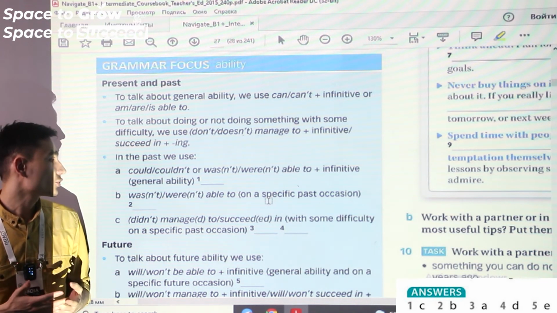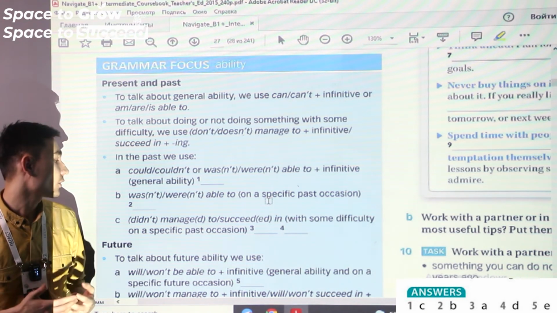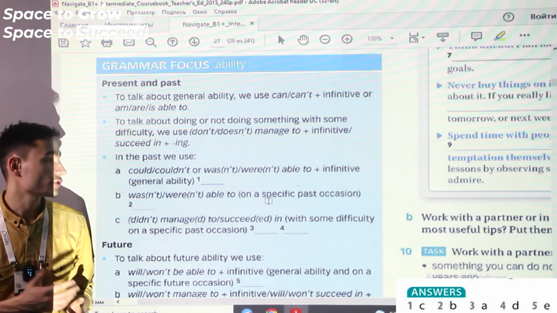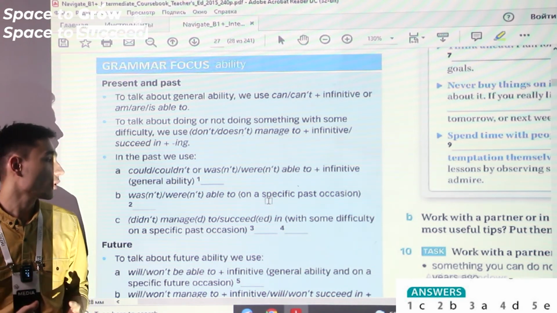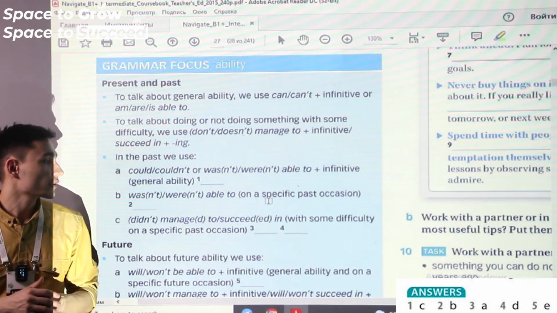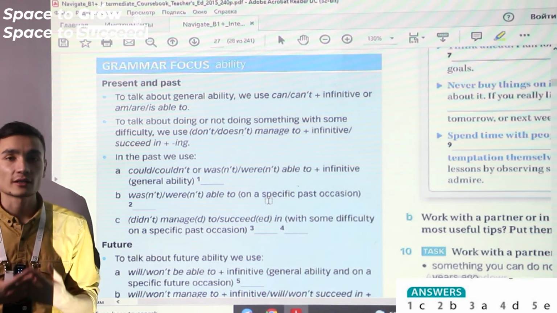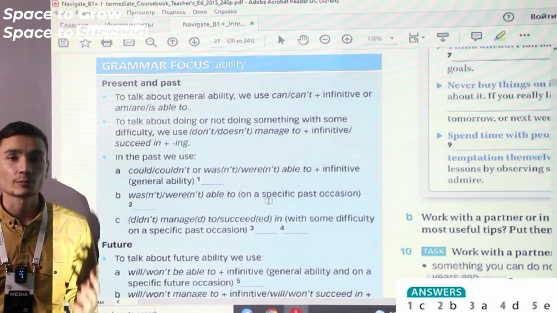C, didn't manage to or managed to, succeeded in with some difficulty on a specific past occasion. As you see here, if difficulty is involved, we have to use manage to or succeed in in the past form. The test was really hard, but I managed to pass it. The test was really hard, but I succeeded in passing this.